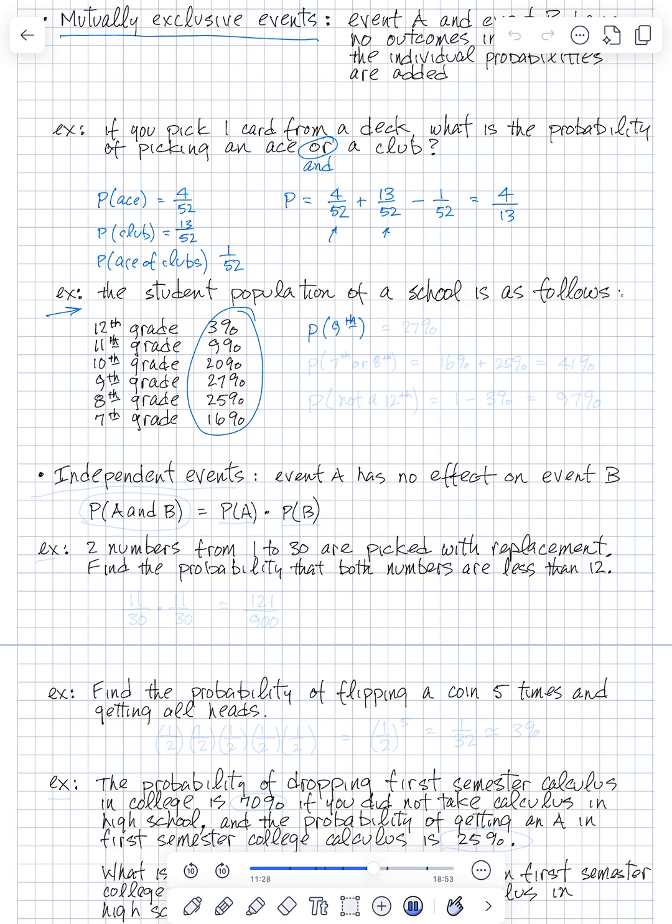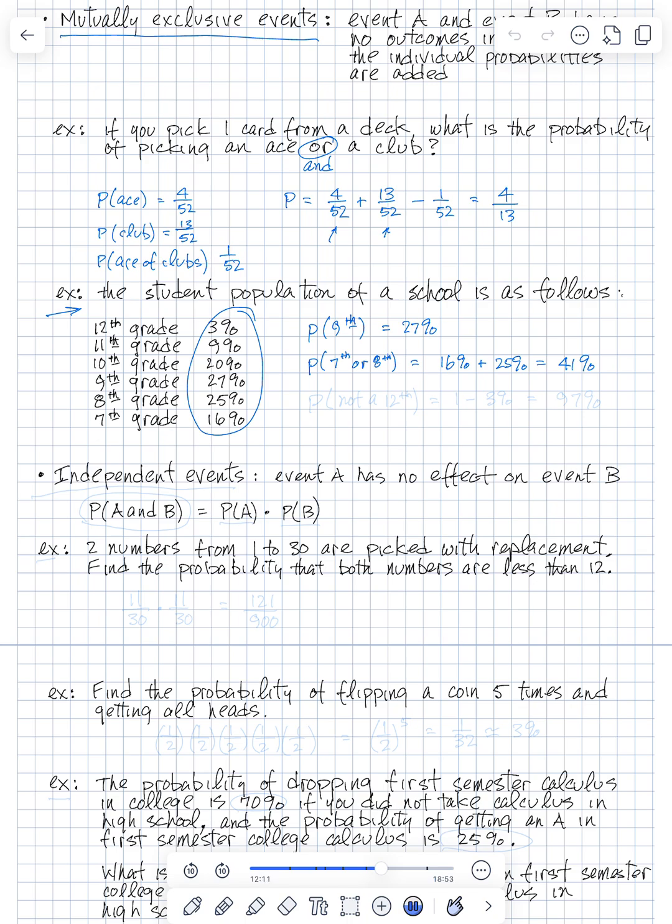Well, that's just the probability of being a 9th grader. So that's equal to 27%. What's the probability of a 7th or an 8th grader being picked? Well, the or means and so you're adding these. So the probability of the 7th is 16%, and the probability of an 8th grader is 25%. So that just gives you 41%.